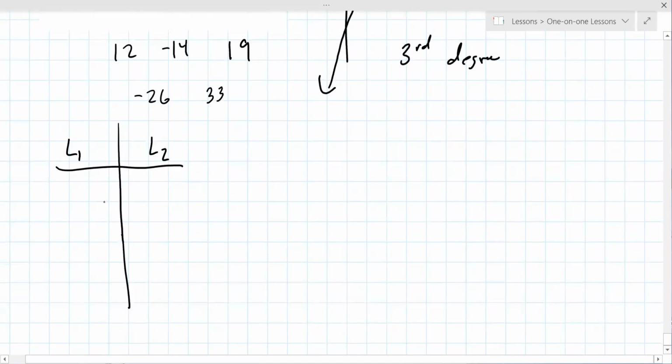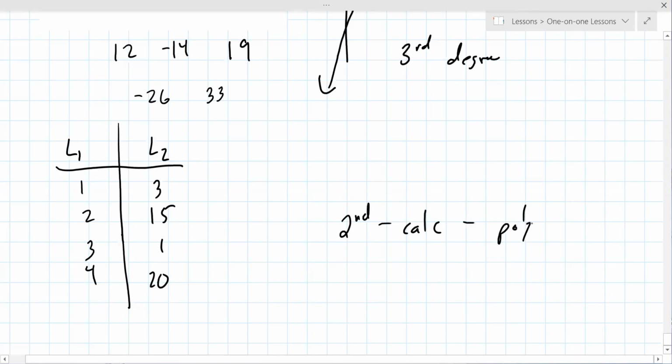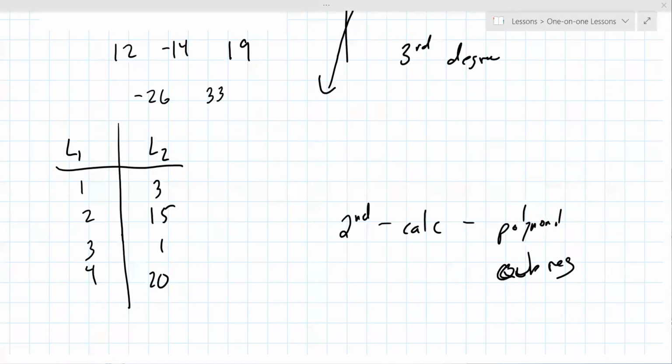Okay, so in list 1, we're going to put the x's 1, 2, 3, and 4. List 2, 3, 15, 1, and 20. And then I think there's a second calc, something for polynomial, quadreg maybe, or my guess would be cubereg or something. I actually don't have a very good way, I have to do something else for that.